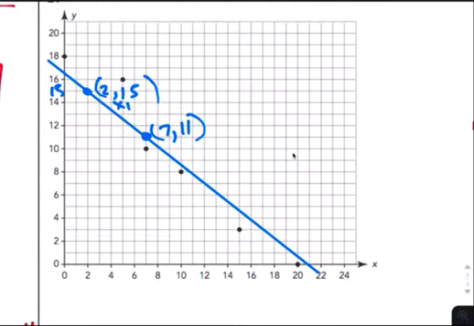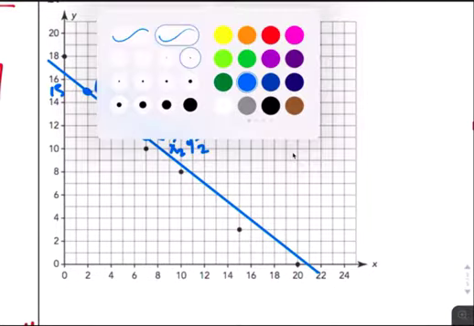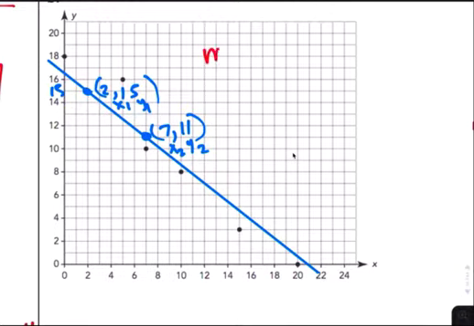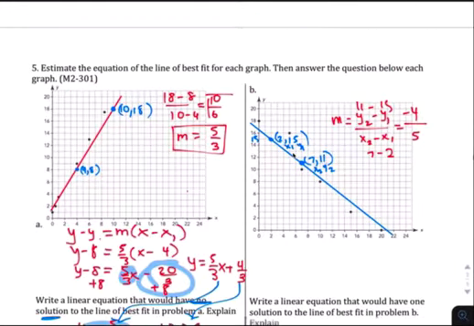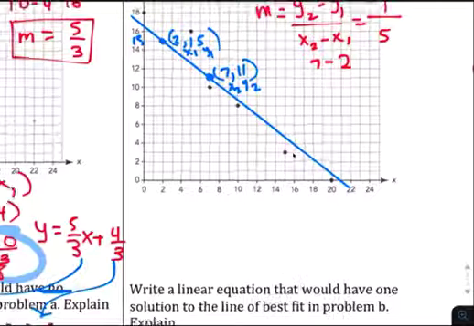x sub 1, y sub 1, x sub 2, y sub 2. Okay, so you do slope first: y2 minus y1 over x sub 2 minus x sub 1. y2 is 11 minus 15, that's a negative 4. 7 minus 2 is 5. So your slope is negative 4 over 5.